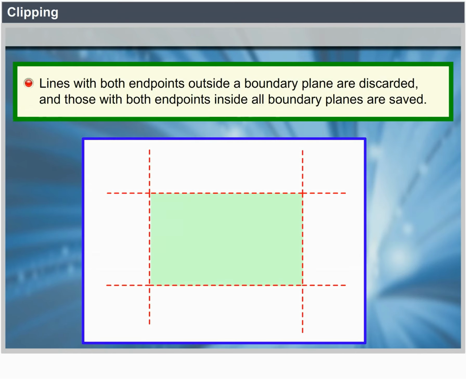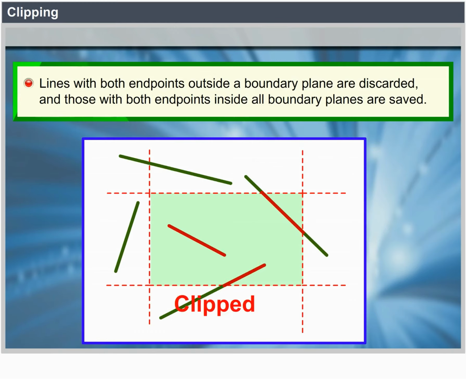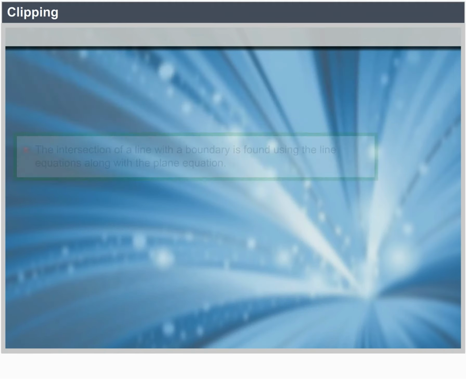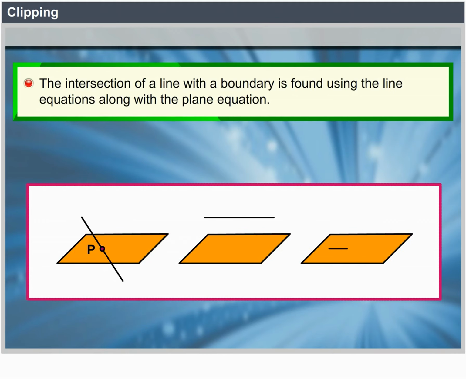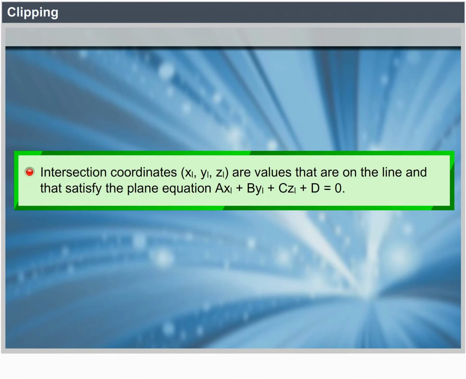Lines with both endpoints outside the boundary plane are discarded, and those with both endpoints inside all boundary planes are saved. The intersection of a line with a boundary is found using the line equations along with the plane equation. Intersection coordinates xi, yi, zi are values that are on the line and that satisfy the plane equation a·xi + b·yi + c·zi + d = 0.